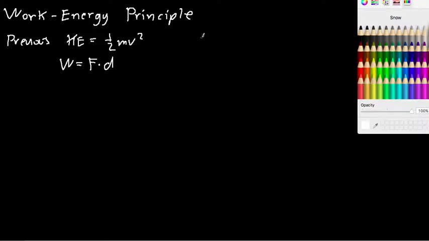So now, all that the work energy principle tells us is that net work is equal to the change in kinetic energy. Now, remember that net work just means the total work done in the system. So we can say that this is also equal to force times distance. Now when we combine those two equations, we have force times distance is equal to the change in kinetic energy.